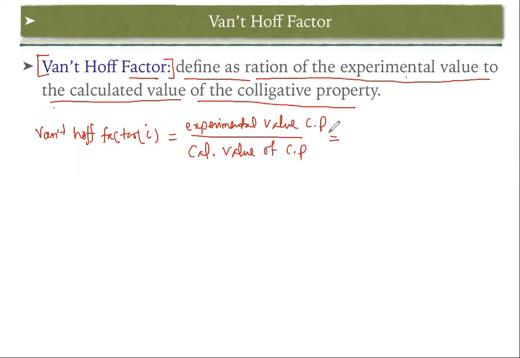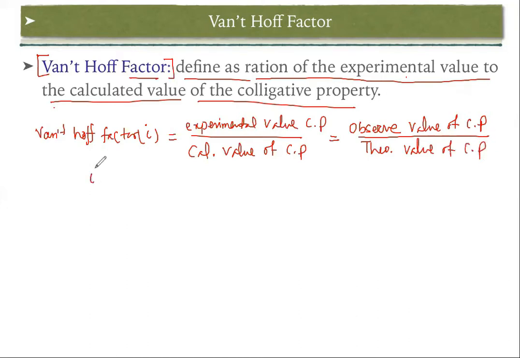Okay, this can also be defined as the observed value of a colligative property divided by the theoretical value of the colligative property. Now in simple terms we can write i is equal to, if we calculate this, the observed value of the colligative property, or we can write it as number of moles observed divided by number of moles theoretical.